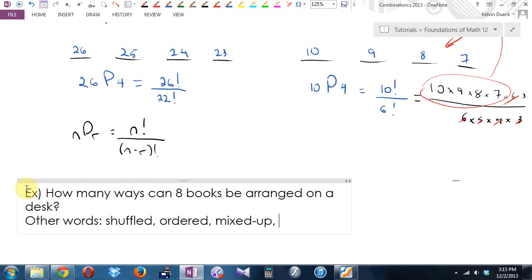What's the answer here, by the way? How can I calculate how many ways 8 books can be arranged on a desk? Some of you are in trouble. If you don't know this, you're in trouble. Okay, the long way would be to draw 8 blanks and then say, well, I got 8 books to pick from. Then, what's the short way to do that?